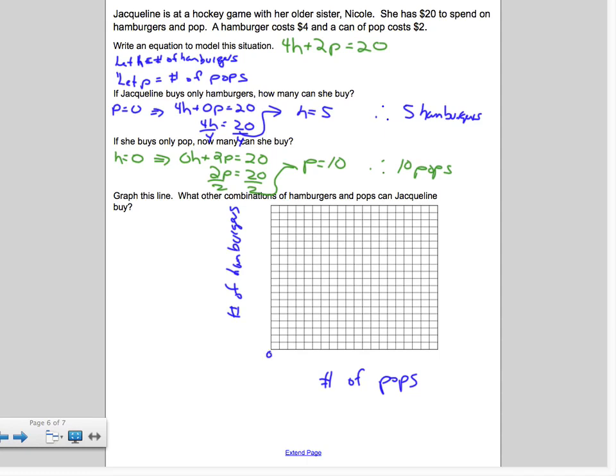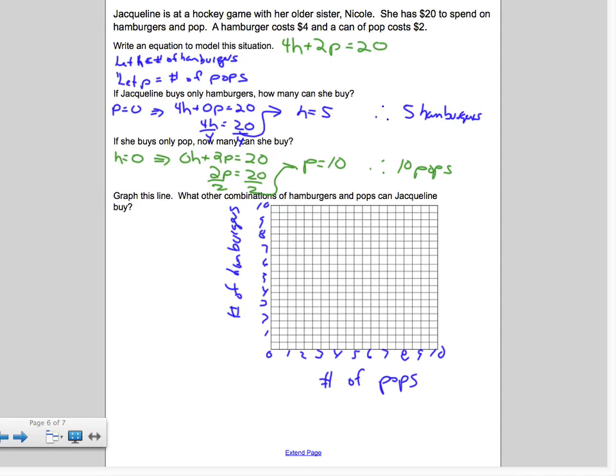Okay, so let me label this first. 0, 1, 2, 3, 4, 5, 6, 7, 8, 9, 10. Same scale here, 2, 3, 4, 5, 6, 7, 8, 9. So what is it that you're trying to say, Colin? Our number of hamburgers is the y-axis, and the y-intercept has to be 5, because when x is 0, we have 5 hamburgers. Well, how about we refer back to this example? When we have 0 pops, we have to have 5 hamburgers.